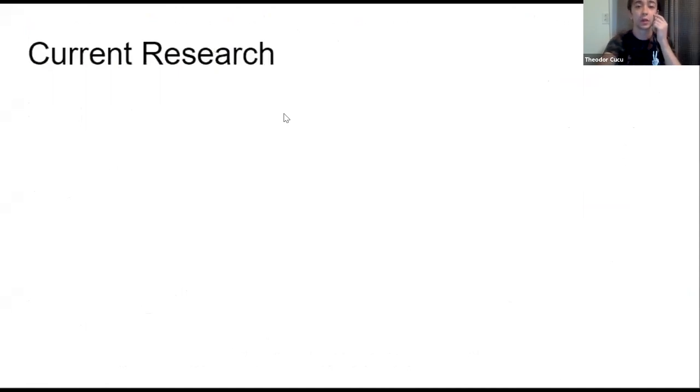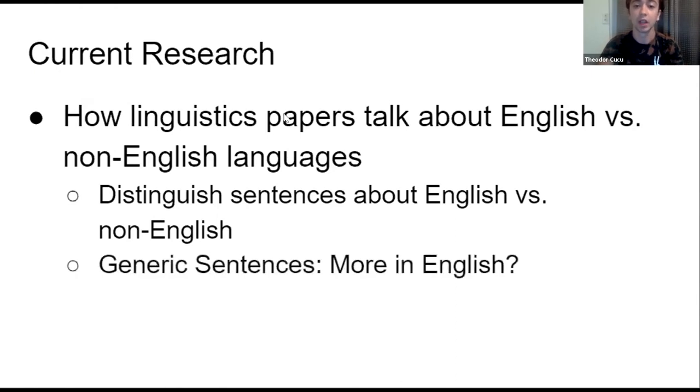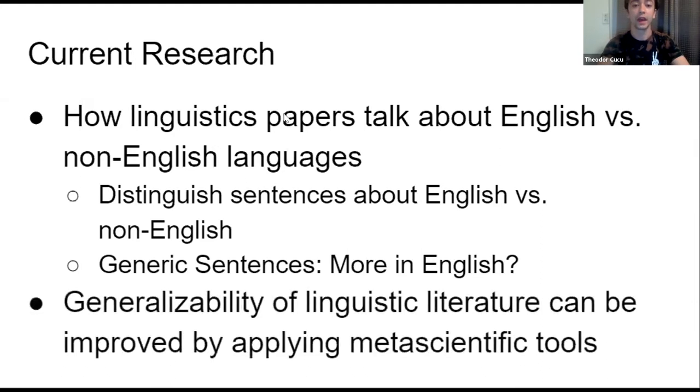And some of the current research questions that we are interested in are the following. Are there systematic differences in how linguistics papers discuss the language of study when the language of study is English, as opposed to when it is not? And can we build a model that can perform that? And as for generic sentences, which are sentences that make generalizations, we are wondering if they're more common when we talk about English, and how they differ when we talk about English versus when we talk about other languages. And we hope that the work that we're doing can improve the generalizability of linguistic research and help push for a new era of meta-science in the linguistics community.